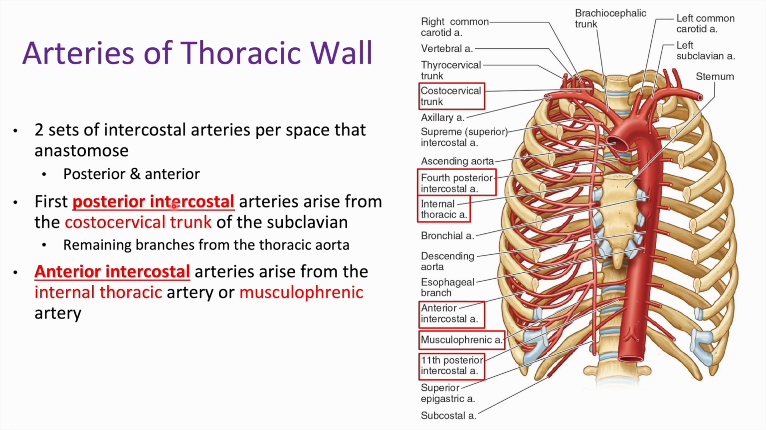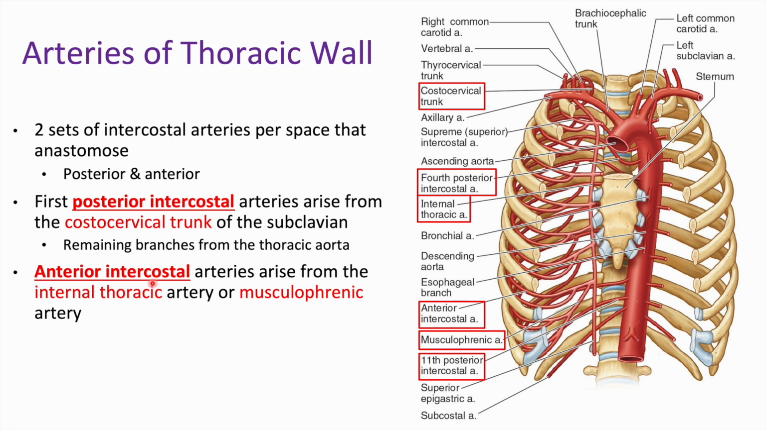The first posterior intercostal is going to arise from the costocervical trunk of the subclavian. The remaining branches are going to come directly off of the thoracic aorta. And so we can see that here with the fourth one and the third one, they'll just come directly off the aorta and they're going to wrap around.